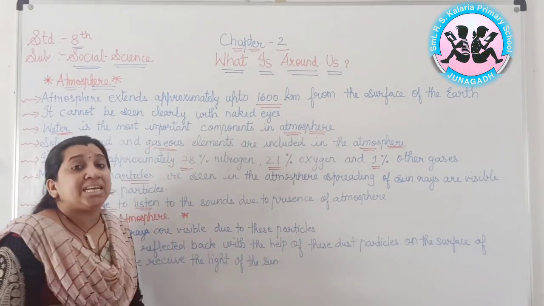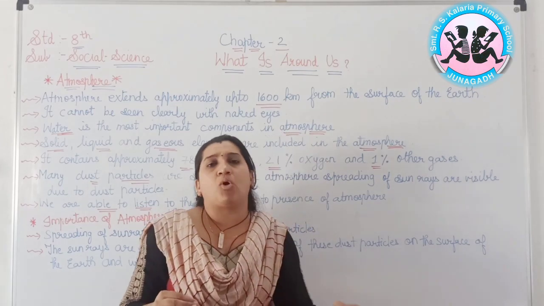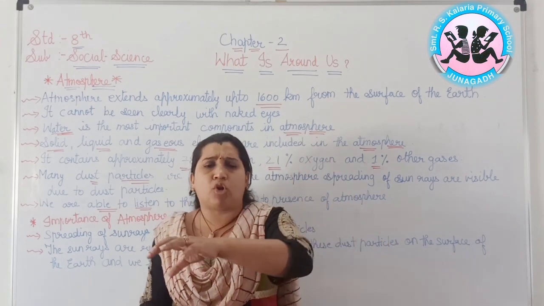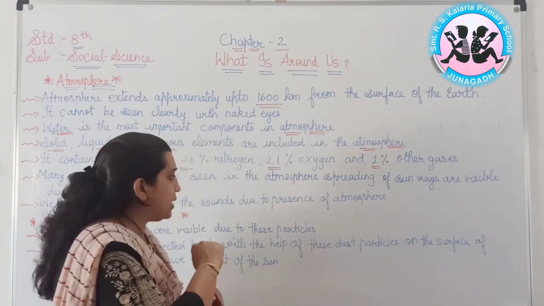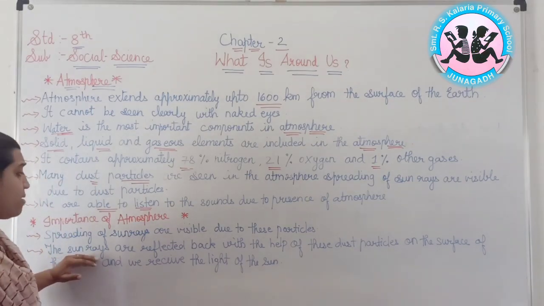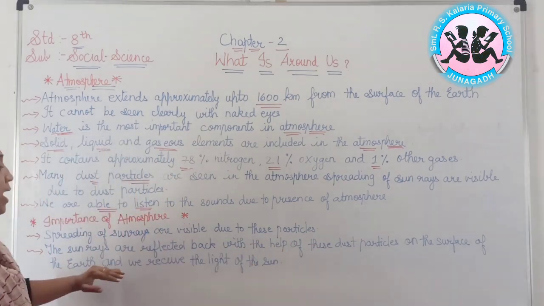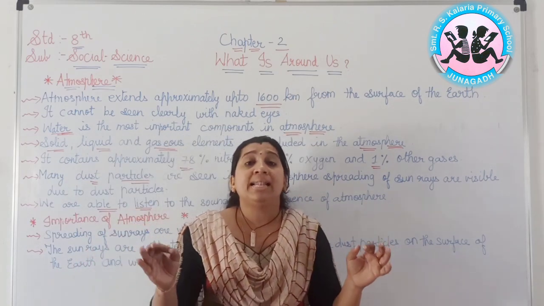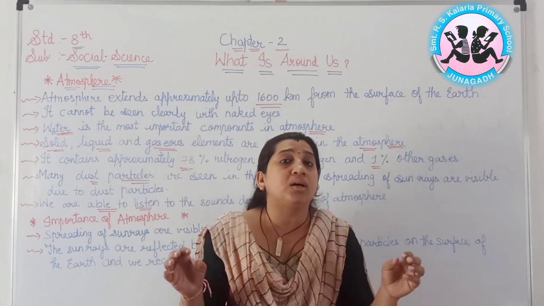Now already I have told you about the spreading of the sun rays. When the sun rises slowly and gradually in the early morning at 8 o'clock, there is less sunlight. At 12 o'clock there is heavy sunlight. At 3 or 4 o'clock it is reducing. This is happening due to the atmosphere along with the dust particles. Now here the sun rays are reflected back with the help of these dust particles onto the surface of the earth, and we receive the light of the sun. If there were no dust particles in the atmosphere, the rising and the setting of the sun on the surface of the earth would never be possible.